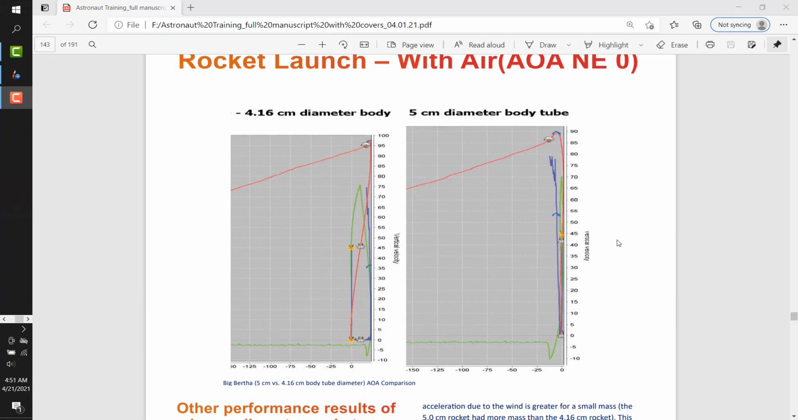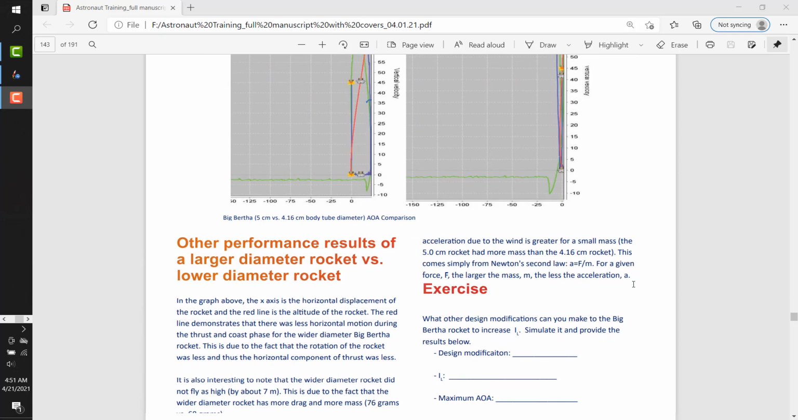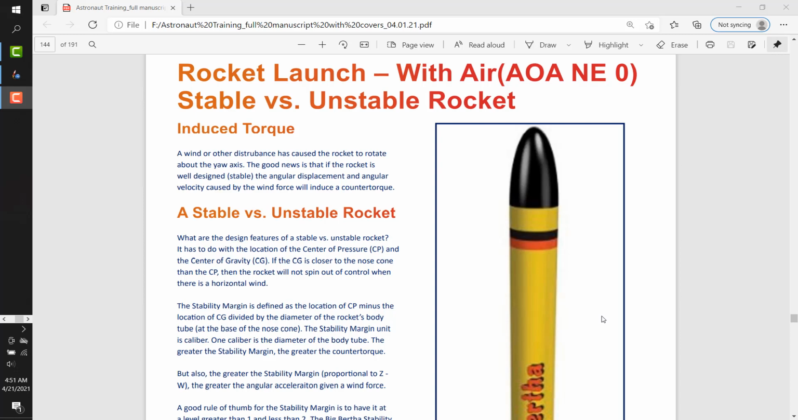So if you recall from the previous simulation you guys did, a wider diameter body tube has greater drag. So even though the 5 centimeter diameter body tube flew better in the wind, it did not go as high as the regular Big Bertha rocket by about 7 meters. A stable versus unstable rocket.